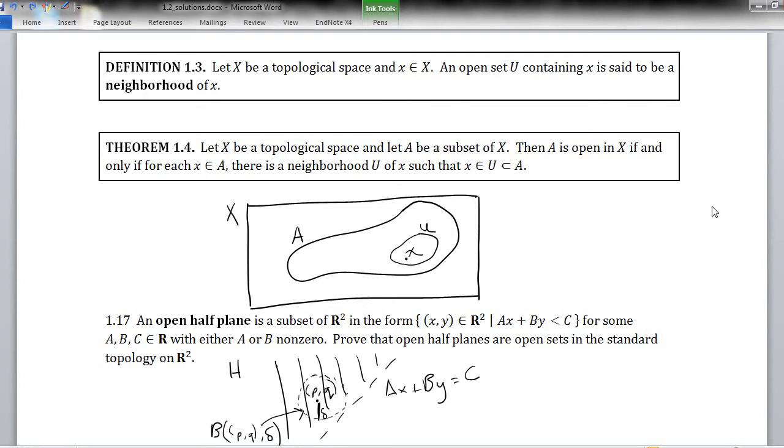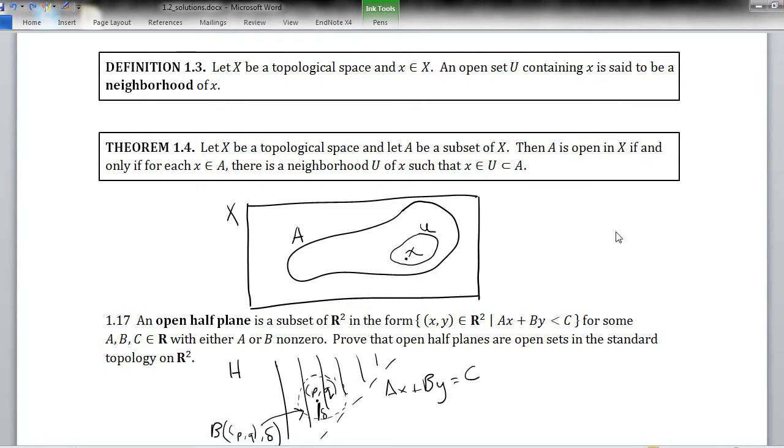Alright, and now theorem 1.4. Let X be a topological space and let A be a subset of X. So you can look at the picture here. Then A is open in X if and only if for each point x in A there exists some neighborhood U of x which is contained in A. Okay. This x and U here is a little bit redundant because we've already said that U is a neighborhood of x.